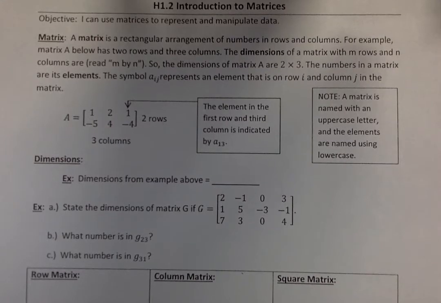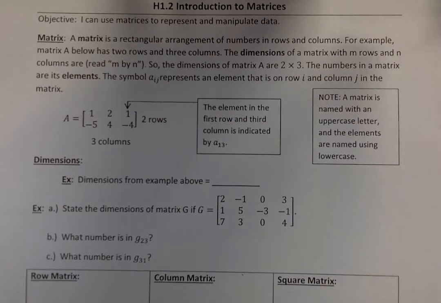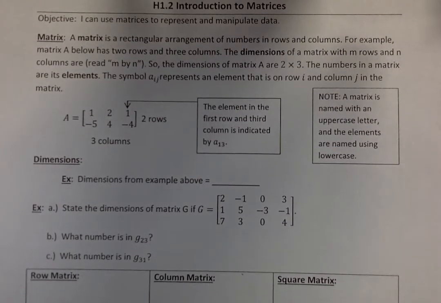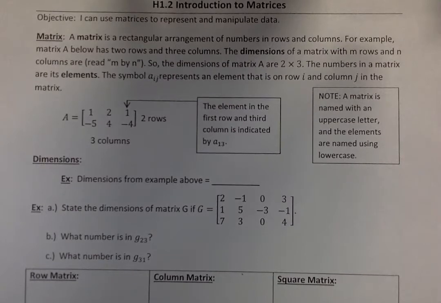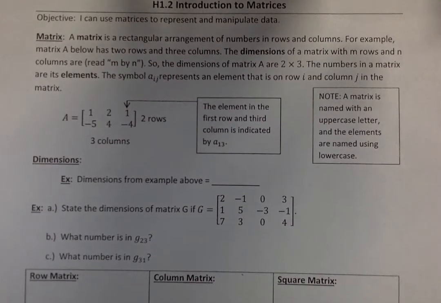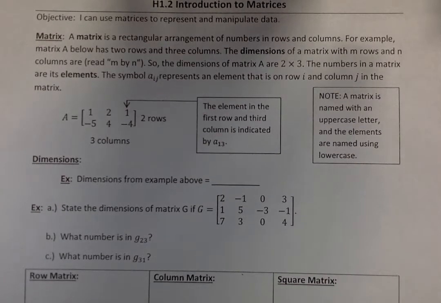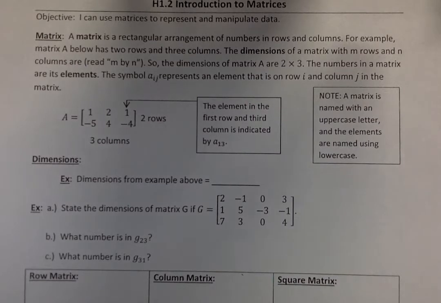The numbers in a matrix are its elements. The symbol A sub ij represents an element that is on row i and column j in the matrix. As you can see, 1, the element in the first row and third column, is indicated by A13. Note, a matrix is named with an uppercase letter and the elements are named using lowercase.